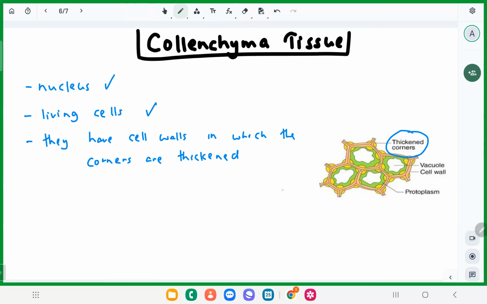So what this means is, now if you take a look at these cells, now usually if you take a normal plant cell, the cell wall has a uniform thickness throughout the cell, right?